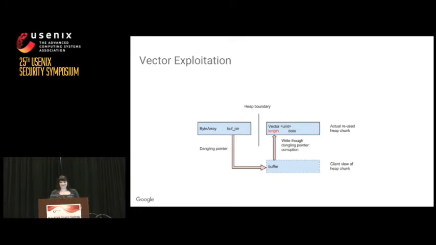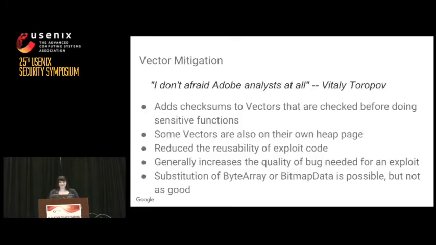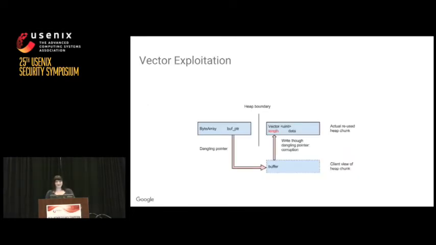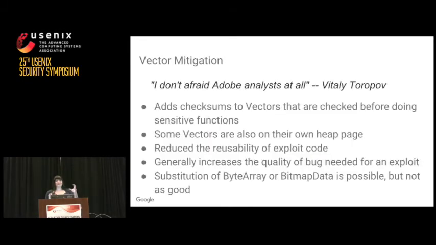And that helps a lot with exploitation. So the first mitigation that went into Flash, and this was last August, was the vector mitigation. And this did 2 things. It added checksums to vectors. So now if you corrupt the length of the vector like you do here, the next time you try to access it, it will check a checksum, and if that checksum isn't correct, it will fail gracefully. So this causes a crash.